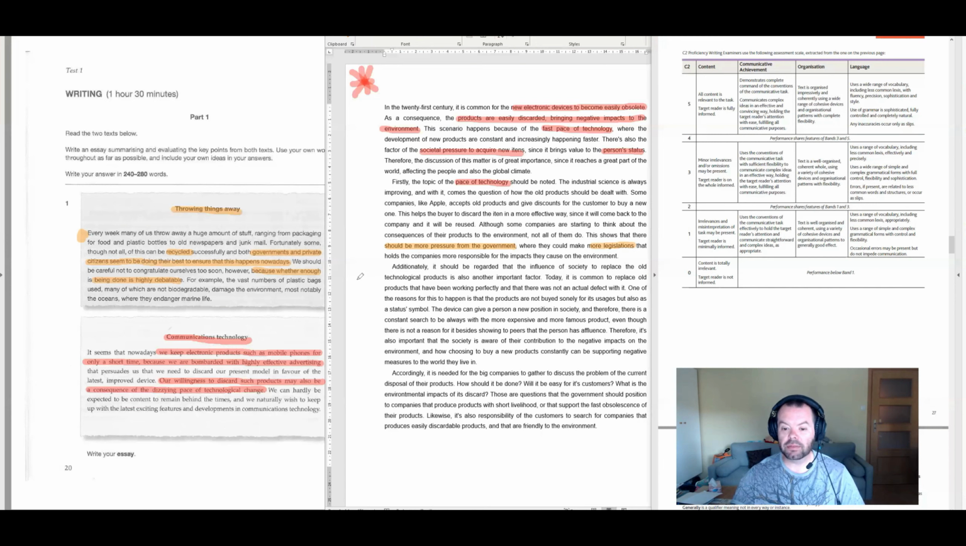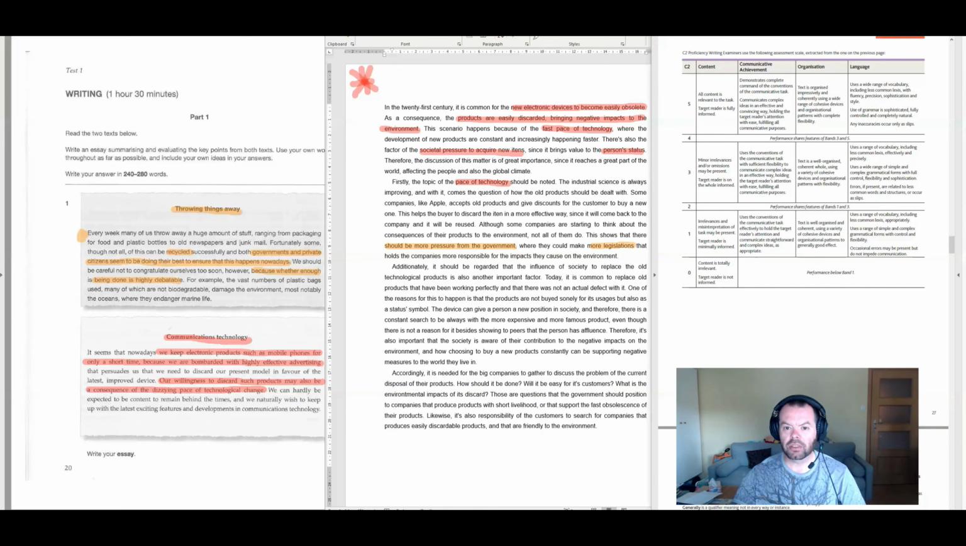Additionally, it should be regarded that the influence of society to replace the old technological products is also another important factor. Today, it is common to replace old products that have been working perfectly and that there was not an actual defect with it. One of the reasons for this to happen is that the products are not bought solely for their usages, but also as a status symbol. The device can give a person a new position in society, and therefore there is a constant search to be always with more expensive and more famous product, even though there is not a reason for it, besides showing to peers that the person has affluence. It's also important that society is aware of their contribution to the negative impacts on the environment and how choosing to buy new products constantly can be supporting negative measures to the world they live in.